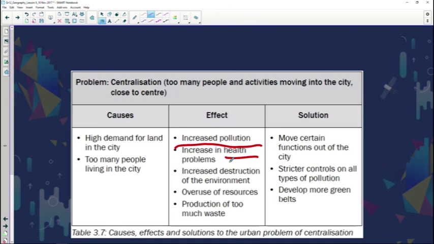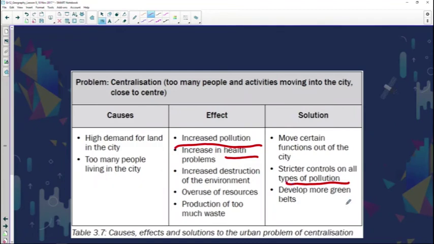Now, what are the solutions that we can do? Decentralization. Take some of these businesses away from the CBD. Obviously, stricter control, bylaws, and even fines on people that pollute, and definitely create more green areas, green belts like parks, plant more trees where people can go and relax. It's going to reduce the noise pollution as well.